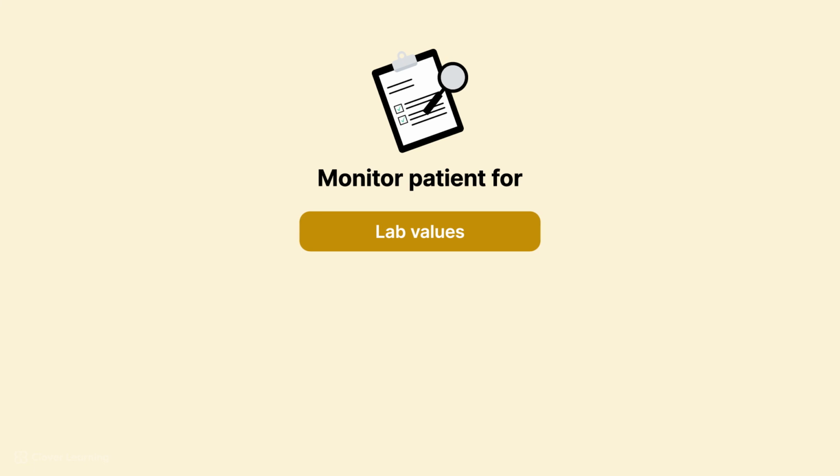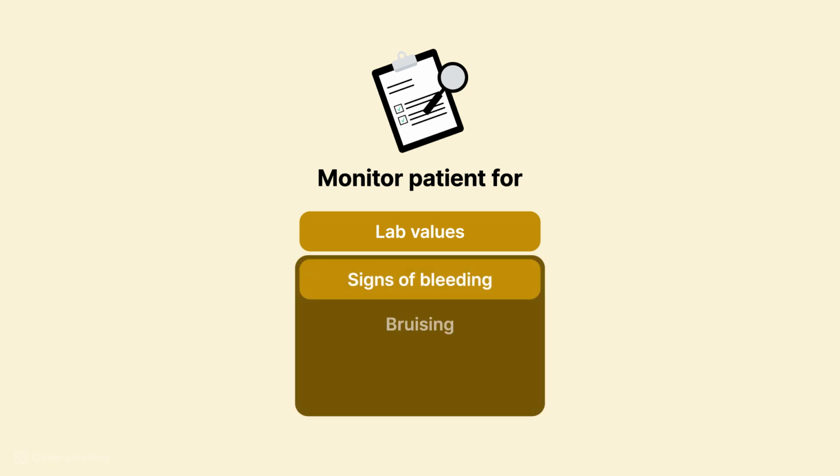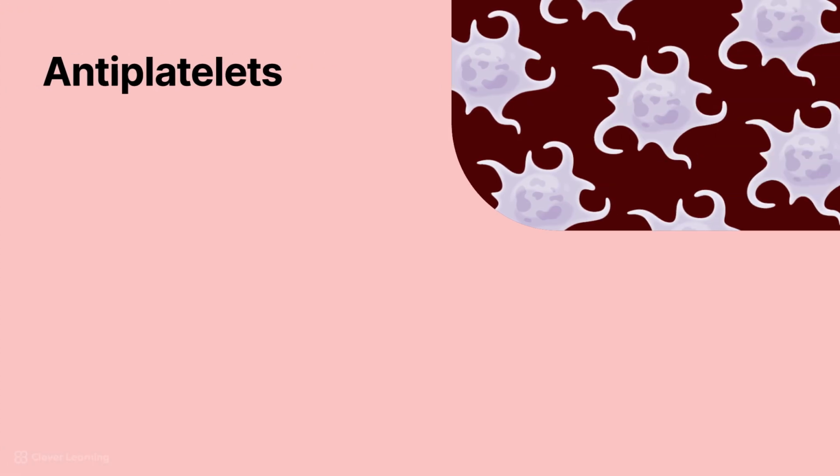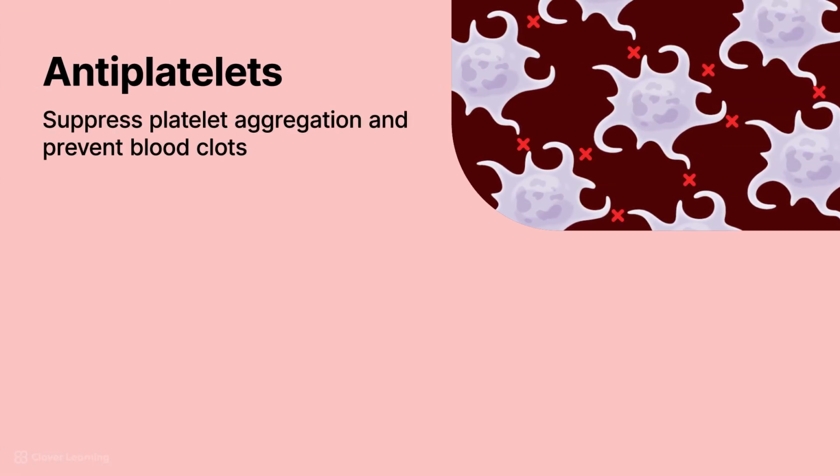There are risks associated with administration of anticoagulants, so it is important to monitor the lab values of a patient taking these medications and look for signs of bleeding, such as bruising, blood in the stool and urine, and bleeding gums. Antiplatelets suppress platelet aggregation and prevent blood clots.